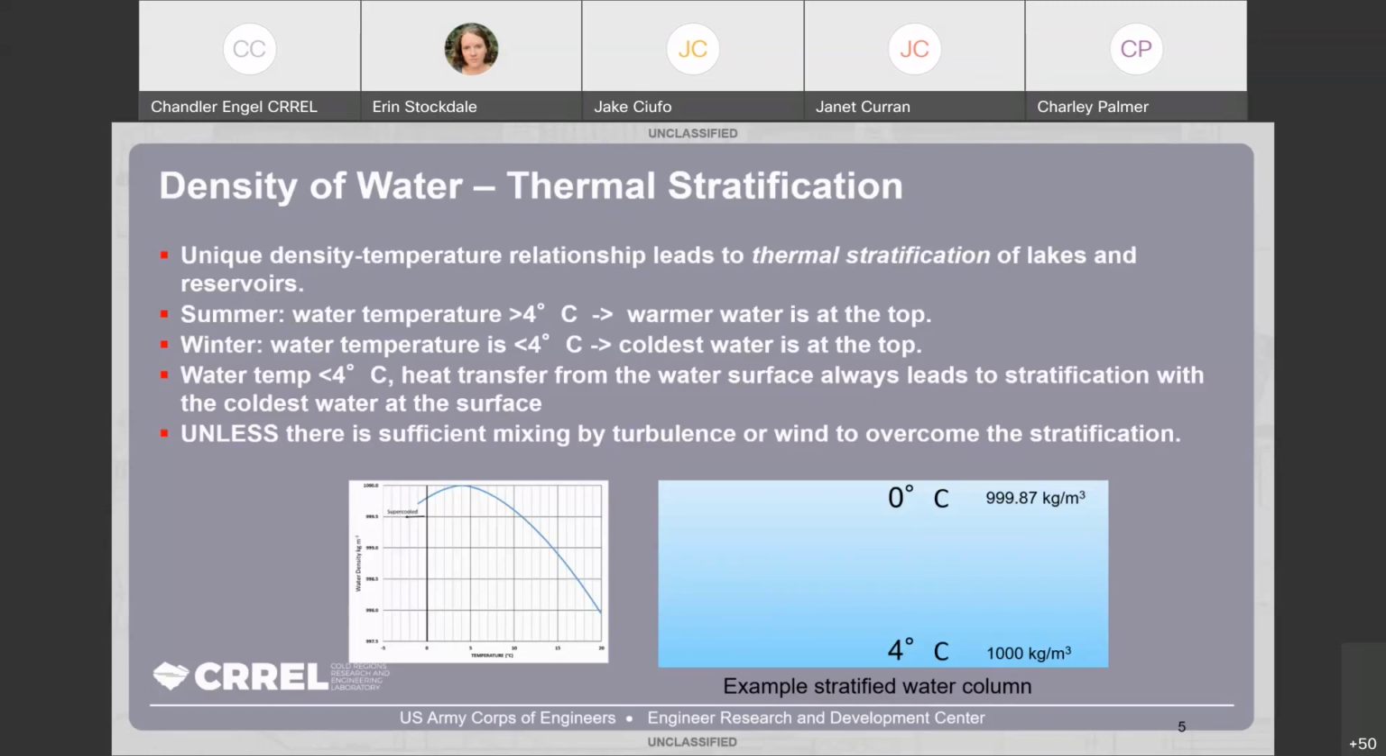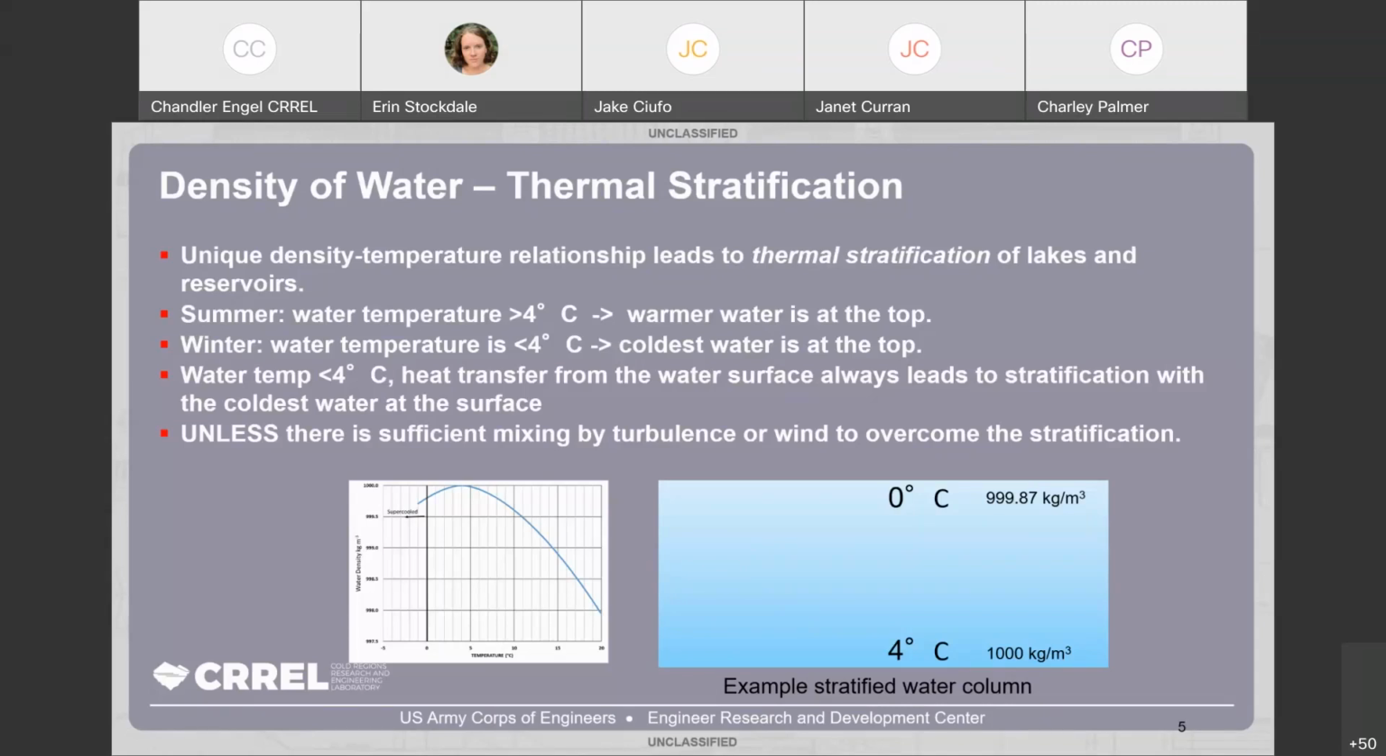Because of the density variation of water with temperature, water columns can become what we refer to as stratified. So in the summer, when the bulk temperature of the water is greater than 4 degrees C, the warmest water is sitting on the surface. That's the least dense water, and it tends to stay there and get warmed up by the sun, and the warmer water stays on the surface. In the winter, when the bulk water temperature is below 4 degrees C, the warmest water, the most dense water, is actually at the bottom of the water column. So it's kind of opposite.